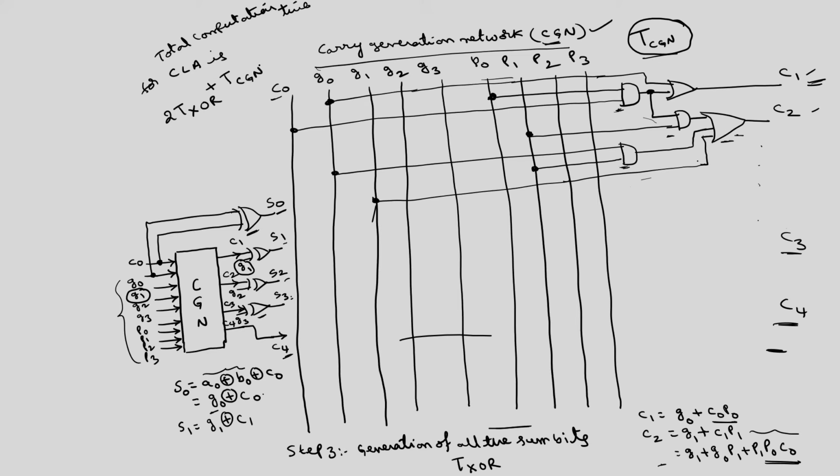Okay. So, this is fixed regardless of the number of bits. You can take 10 bit addition, you can take 20 bit addition, you can take 100 bit addition, this is same. Whereas, there will be a slight increase in this T CGN if you increase the number of bits. Okay. So, in that way we can reduce this carry propagation time. As a result of that, this carry look ahead adder also can be called as a fast adder.